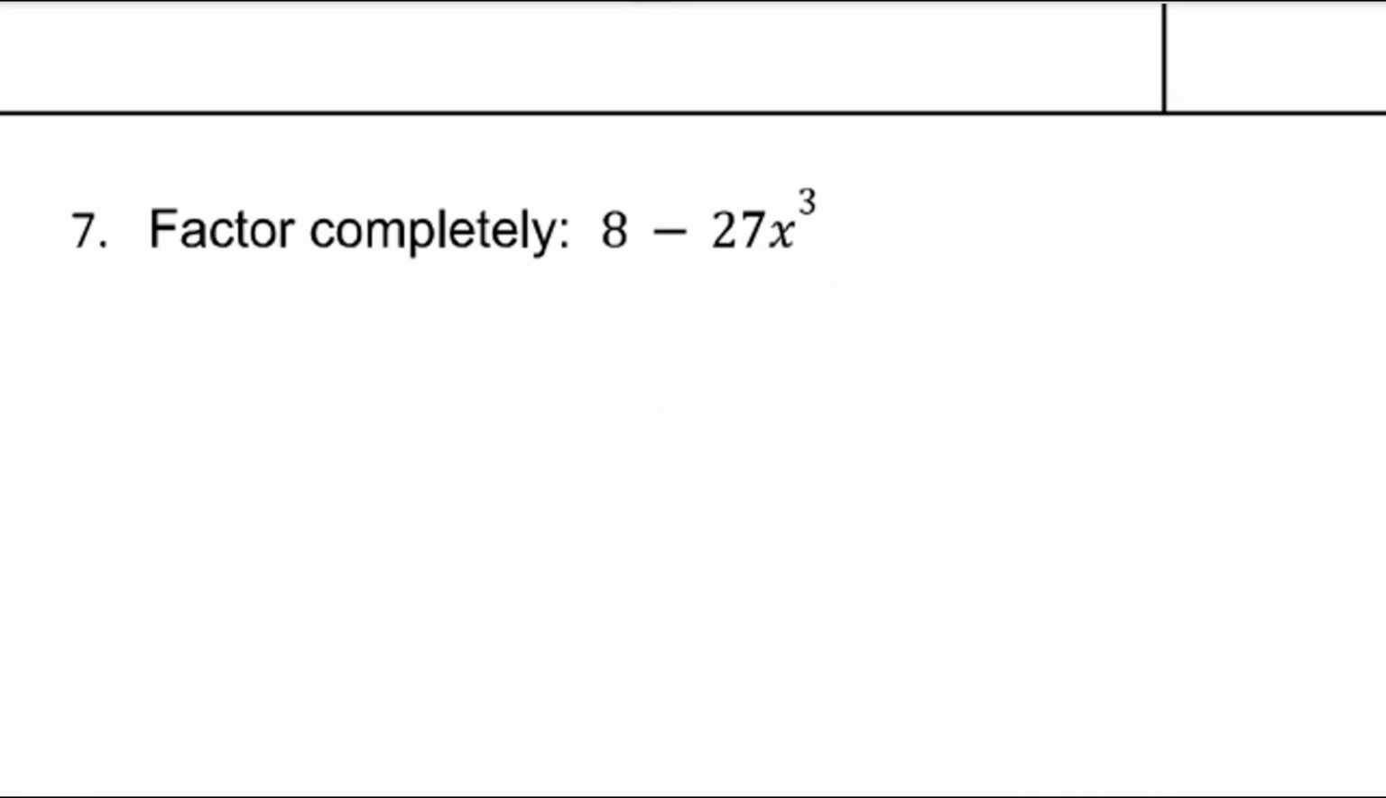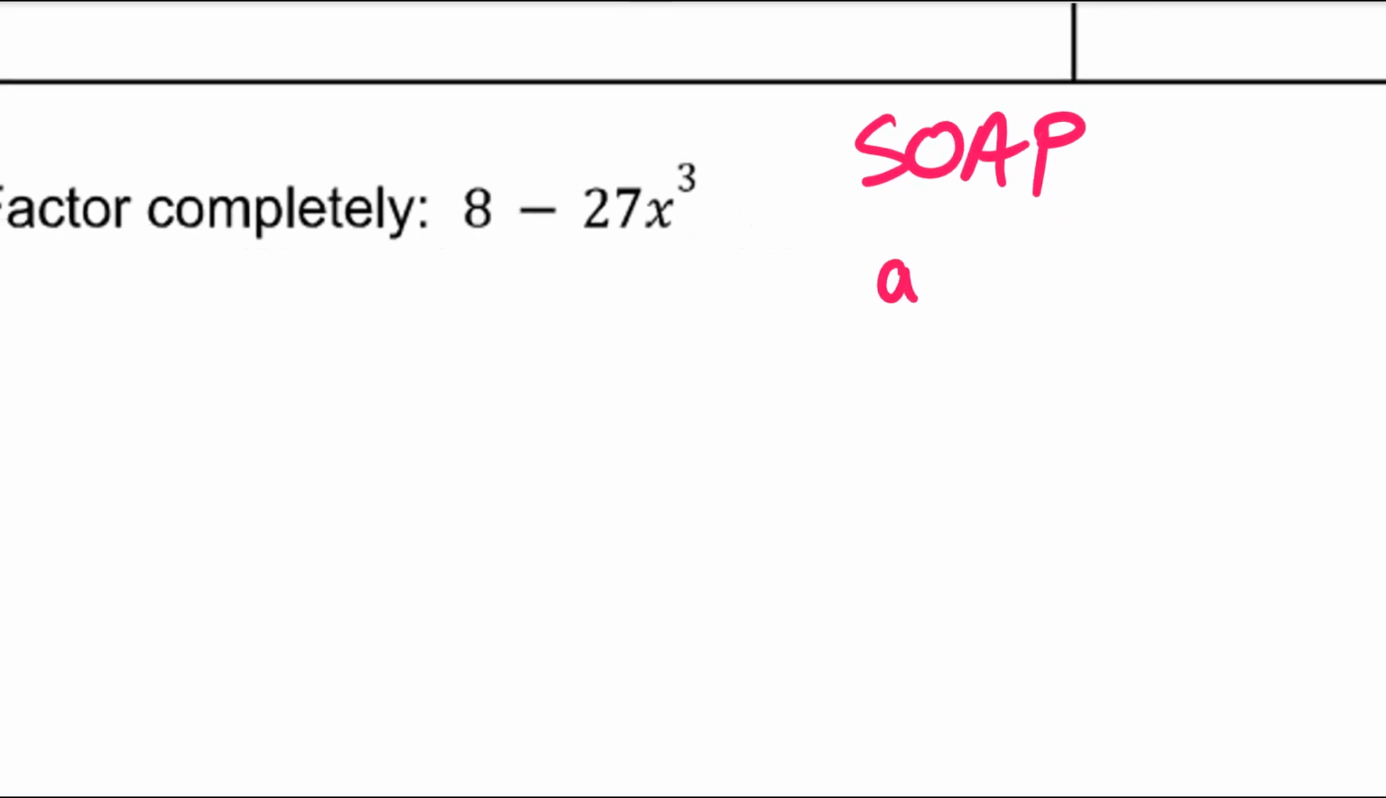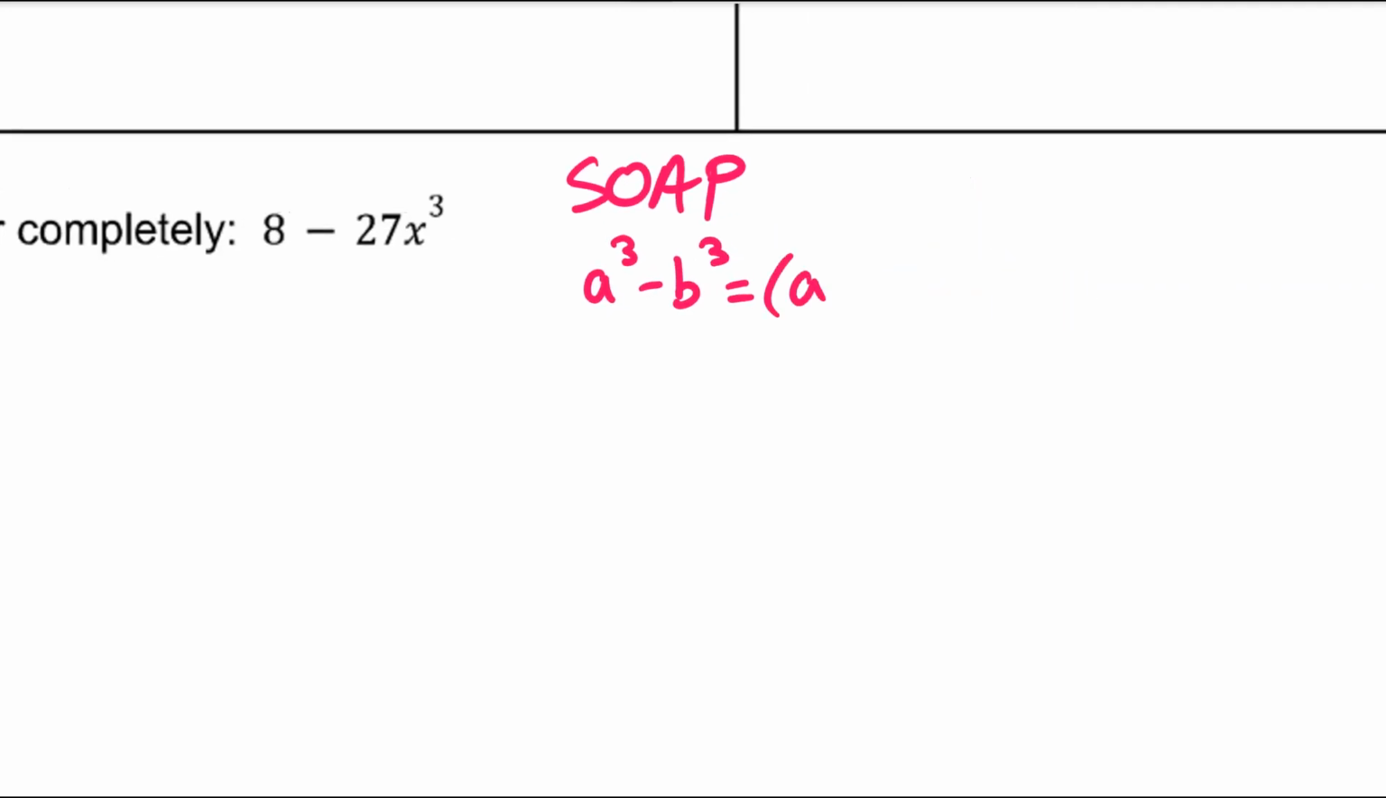For the last question, it asks to factor completely 8 minus 27x cubed. Well, if it's two terms, sometimes it's a difference of 2 squares. But 8's not a perfect square, 27's not a perfect square. So this is probably one of those SOAP problems, or a sum or difference of cubes. If you remember the formula for that, a cubed minus b cubed, that's the first thing minus the second thing, times a squared, plus ab, plus b squared.